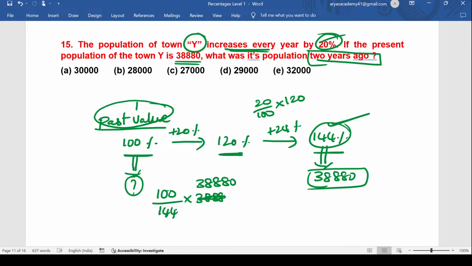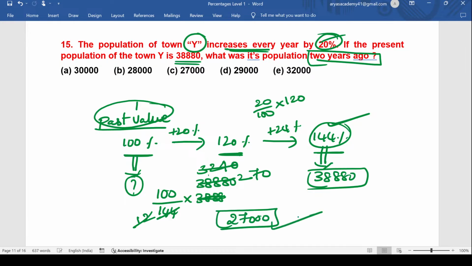You can go with 12 or 36, your wish. If you are comfortable with the table of 36, then fine, or else you go with 12. 12 12s are 144, 12 threes are 36. So you are left with 28. 12 twos are 24. You are left with 48. 12 fours are 48. 0. Again with 12, 12 twos are 24. 84. 12 sevens are 84. 0. So 270 into 100 will give you 27,000.